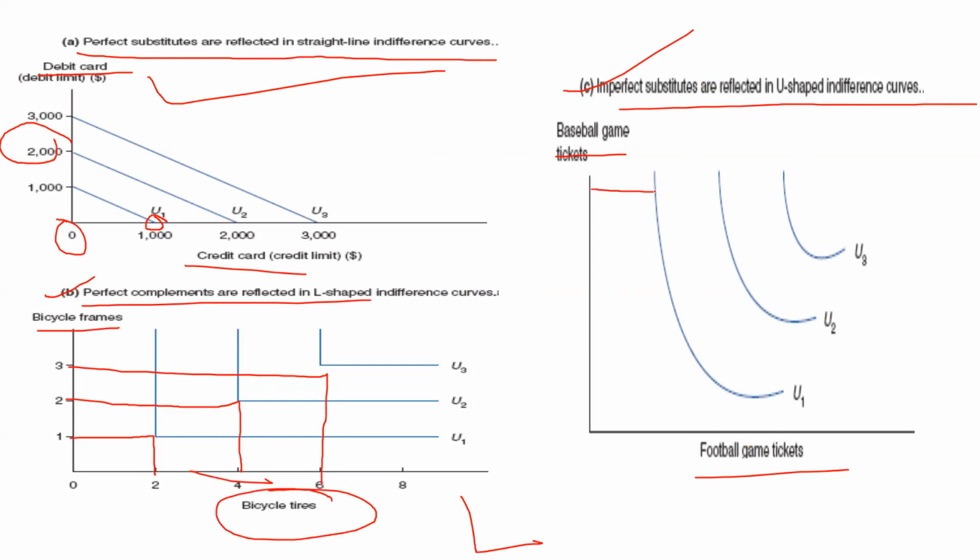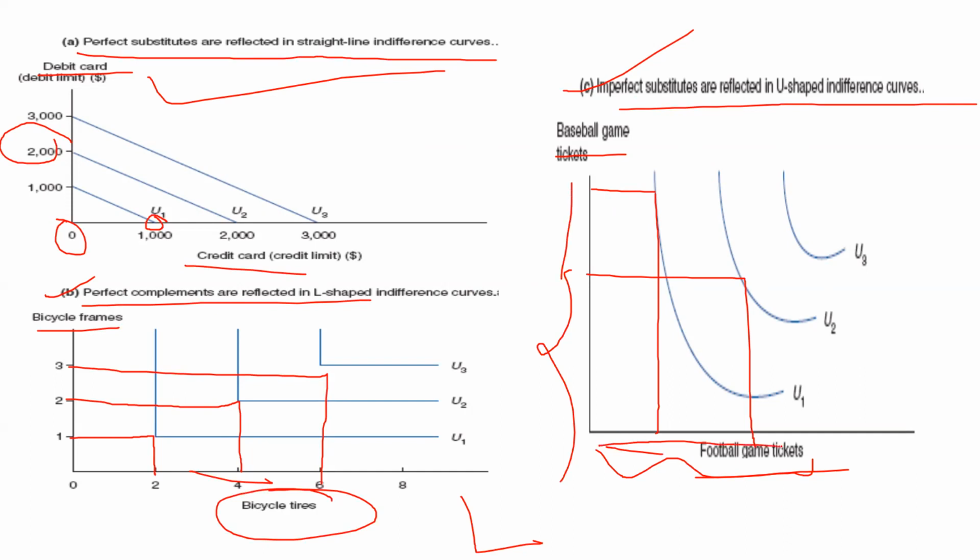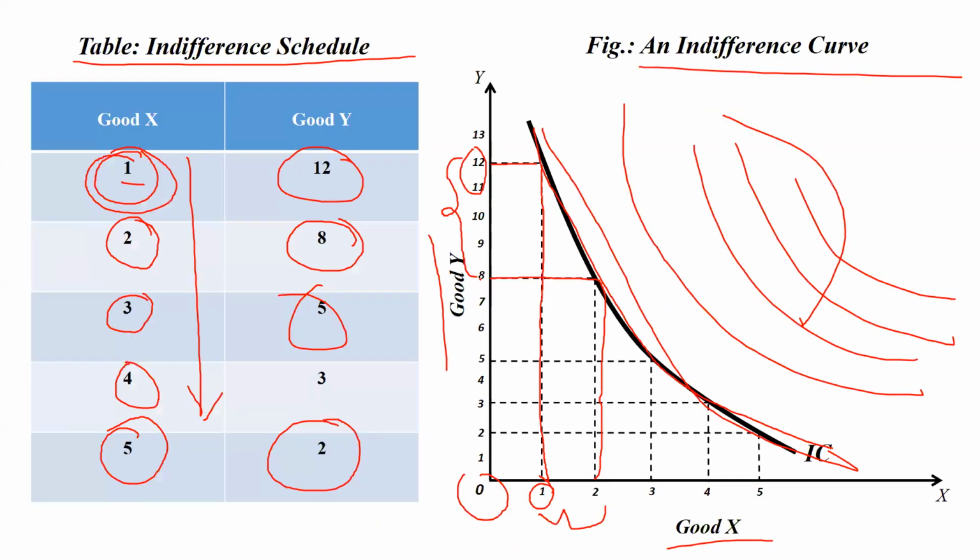Suppose he watches this match up to a point, and for the rest of the time he can watch the other match. If he spends equal time on each, that means imperfect substitutes are reflected. Only when he reduces one can he increase the other: he reduces baseball game time, and then he is able to increase football game watching time. So in that way, this is the indifference curve and all the types of indifference curves.